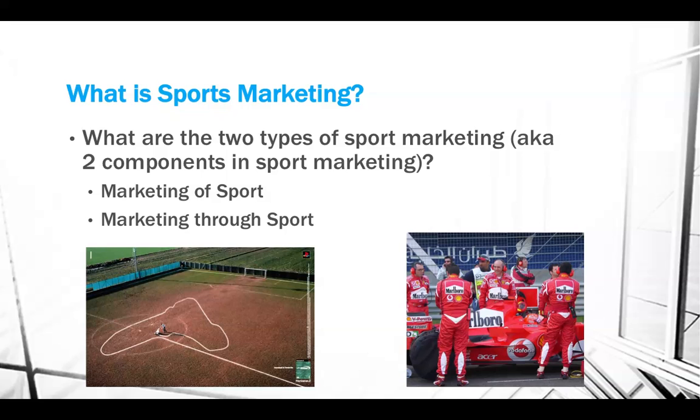So marketing through sport is a non-sport property trying to associate themselves with a sport property. In this circumstance, we're talking about Marlboro. Marlboro is the sponsor of this race car, and you can see it all over. However, Marlboro is not going to help you become more successful in driving or anything else for that matter.